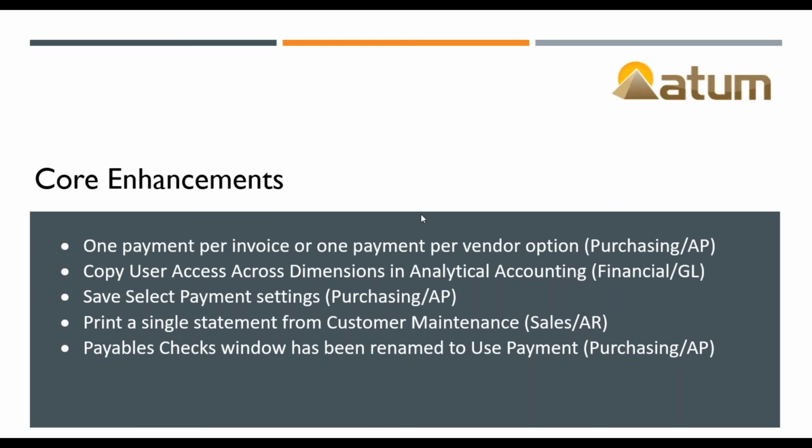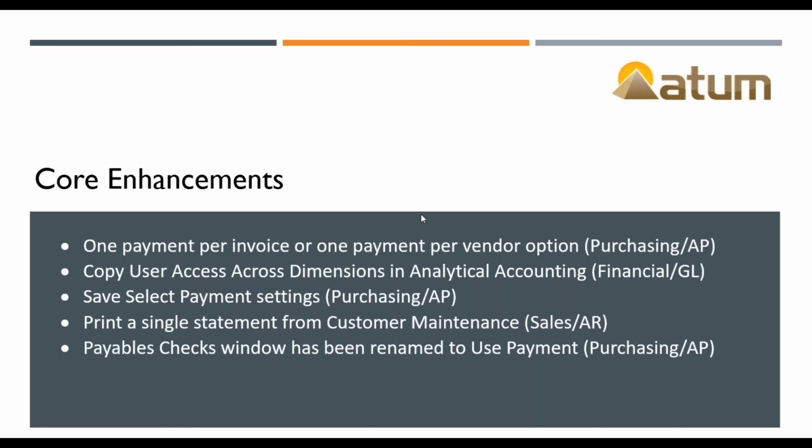Okay, and of course this is for the AP side of the purchasing series of GP. And then you can also copy user access across dimensions in analytical accounting in the financial core of the software. Basically, this allows you to copy the user access across dimensions in the analytical accounting screen. This feature is an easy way to copy all your information. This wasn't there before, so you can copy the roles from one user to another, and you don't have to start from scratch. Again, this is another feature that will help expedite the time it takes to grant new user access.